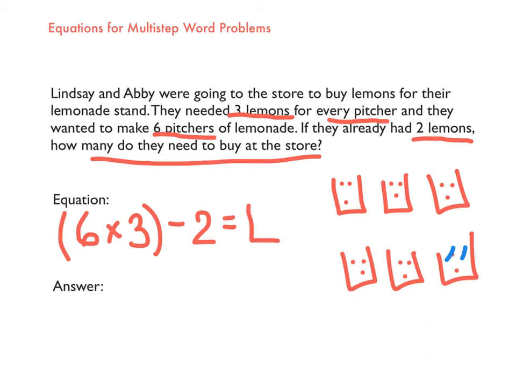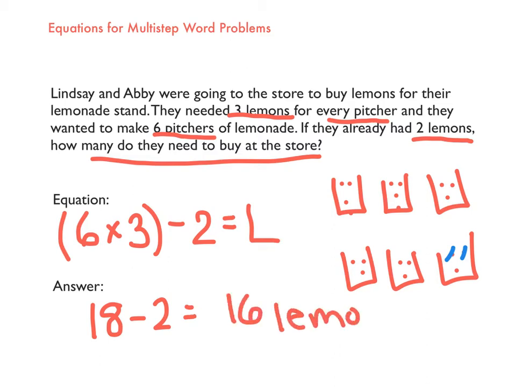Okay, so now we can start solving. 6 times 3. So you can use the sketch that I drew to help us. 6 times 3 is 18. 18 minus 2 will give us our L. So 18 minus 2 is 16. So our answer is that they need to buy 16 lemons. Make sure you put your unit at the end there. Let's try to use this strategy for another problem.